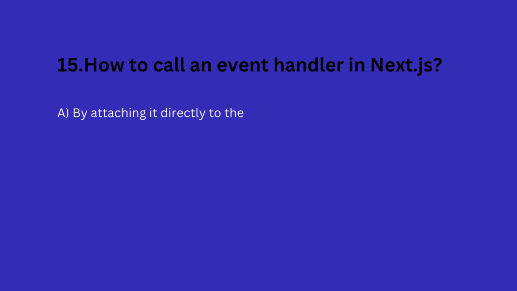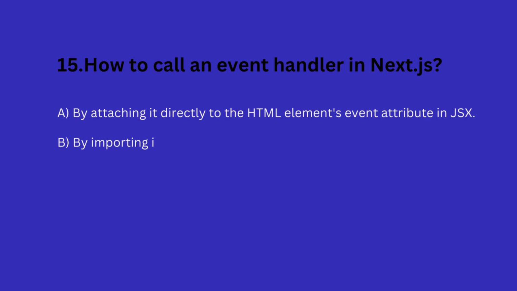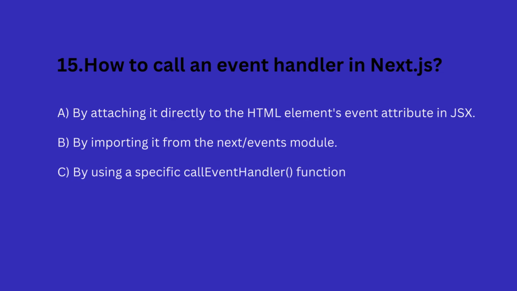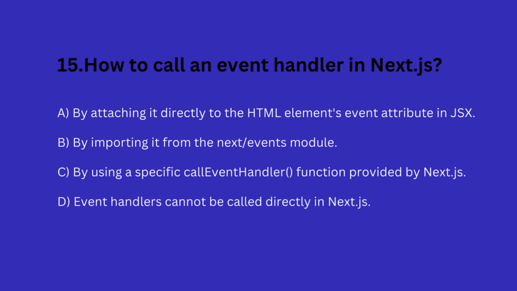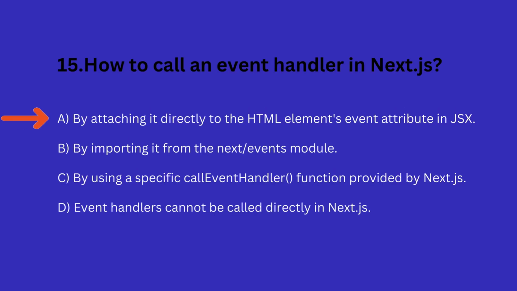15. How to call an event handler in Next.js? A. By attaching it directly to the HTML element's event attribute in JSX. B. By importing it from the Next Events module. C. By using a specific call event handler function provided by Next.js. D. Event handlers cannot be called directly in Next.js. Correct answer is option A.